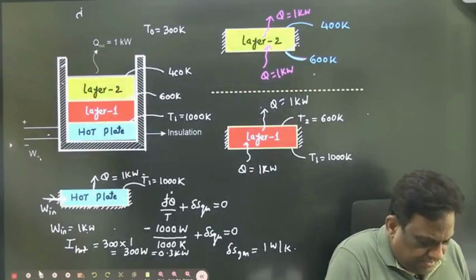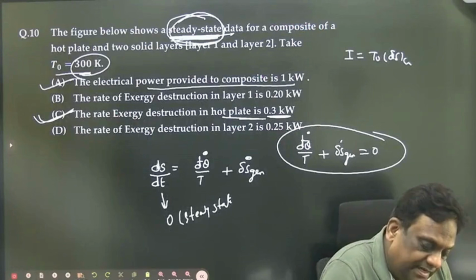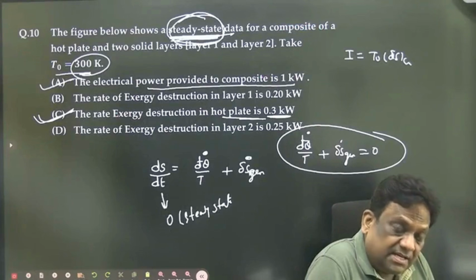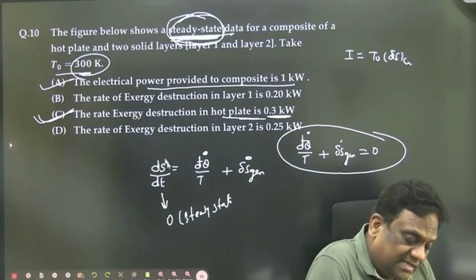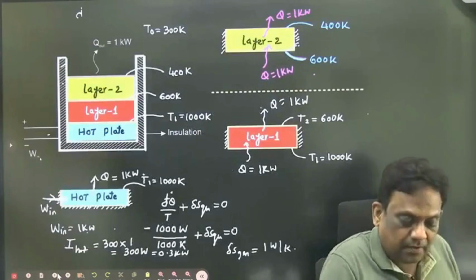The same equation. For all these, I will write the same equation because dS by dt is d'Q by T plus delta S generation. Very good. But as it is a steady state, this will be 0. So it will be d'Q by T plus delta S generation is equal to 0.